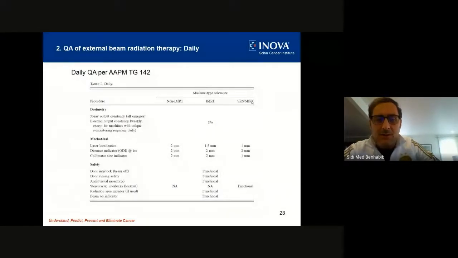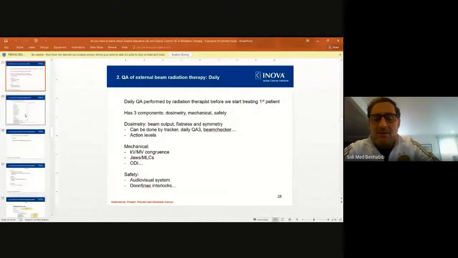This is just a table from AAPM TG142. So this is the daily QA that is performed in the US by the radiation therapist. So it has three parts. It has the dosimetry part.